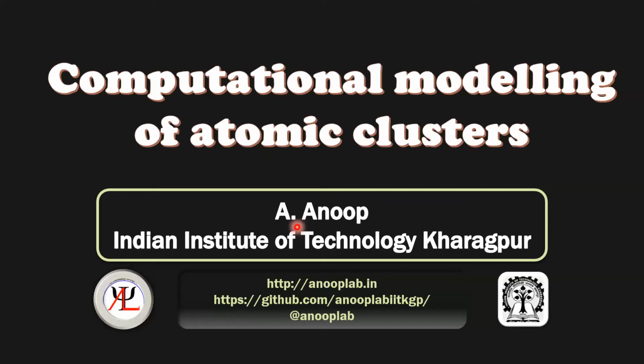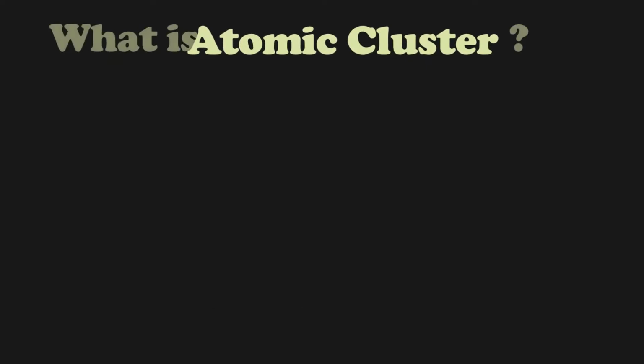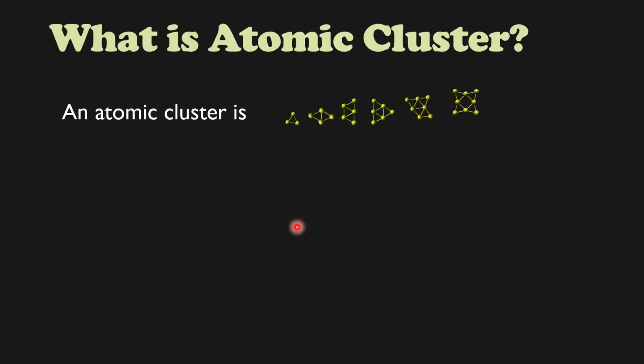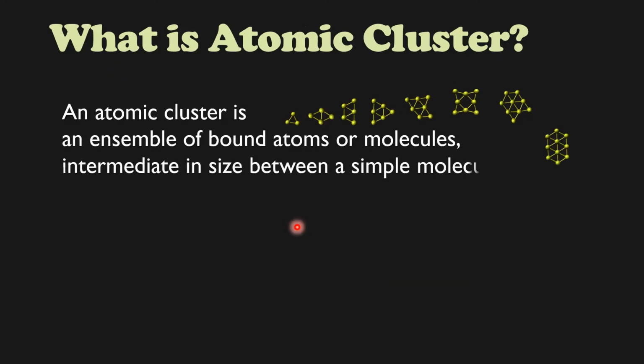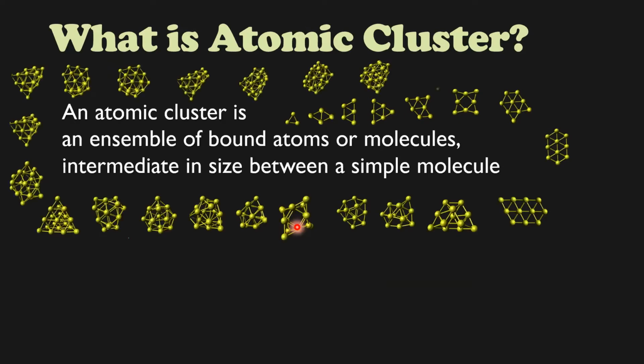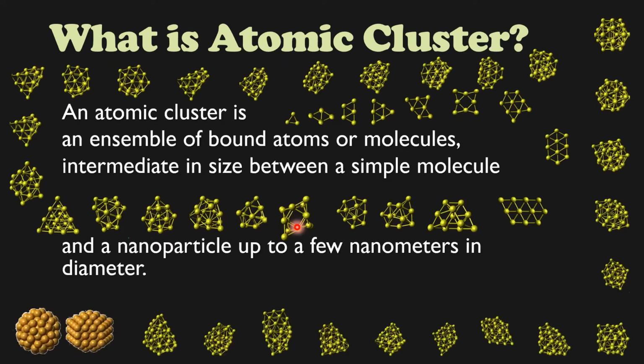Yes, it's moving. Okay, so today I'll talk about my work on computational modeling of atomic clusters. Today we have also had some talks on nano materials, nano clusters, atomic clusters, etc. So what is an atomic cluster? This is a Wikipedia definition: an atomic cluster is an ensemble of bound atoms or molecules, intermediate in size between a single molecule and a nanoparticle, up to a few nanometers in size.